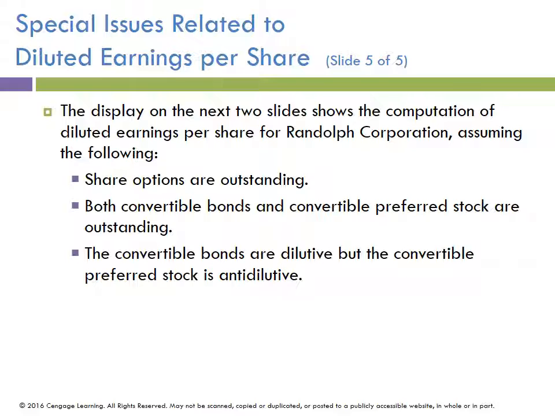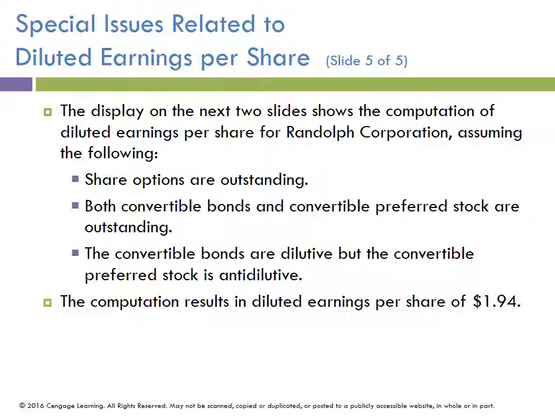And the whole purpose of calculating dilutive earnings per share is to determine the worst case scenario for earnings per share. What's the lowest it can go if everybody starts converting all these things? The computation results in dilutive earnings per share of $1.94.